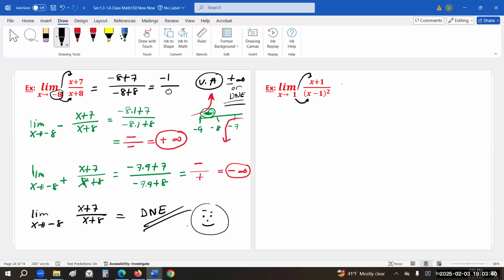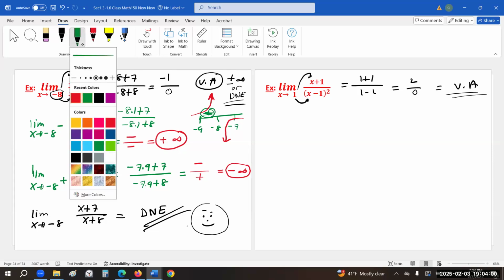Anyway, so we have 1 plus 1 over 1 minus 1. So 2 over 0, vertical asymptote. And here we have nothing to simplify. So we have to do the same thing that we did on the left page. Substitute.